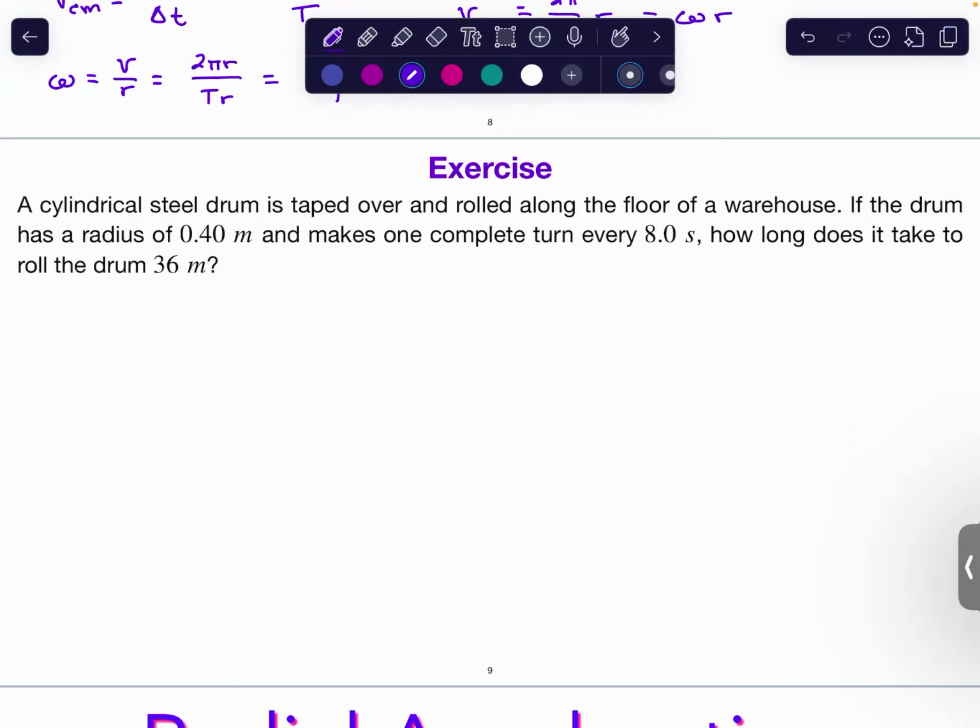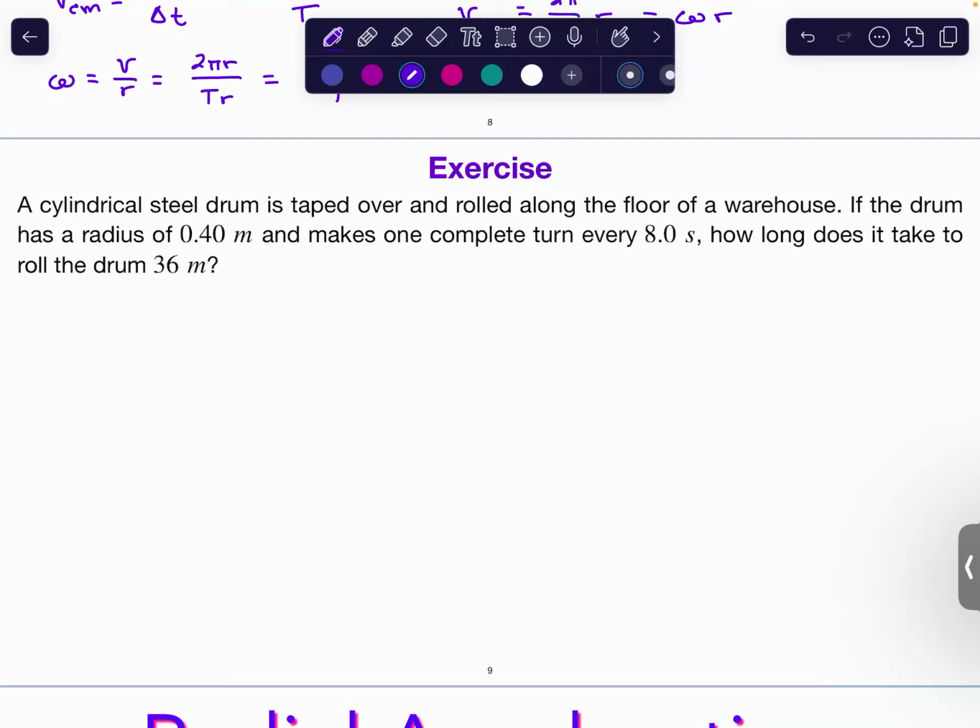So let's say you have, I don't know, a cylindrical drum, barrel, whatever, and you roll it across the floor. It has a radius of 0.4 meters and makes one complete turn every 8 seconds. How long does it take to roll 36 meters? So you see, we're building up to Newtonian kinematics using rotational motion.